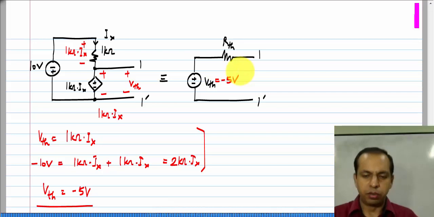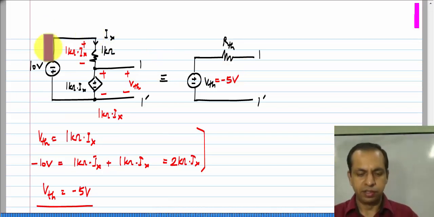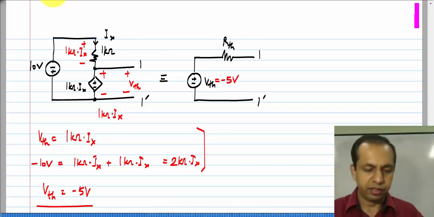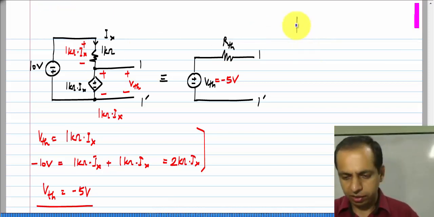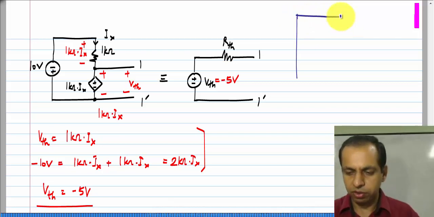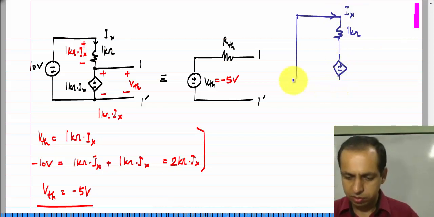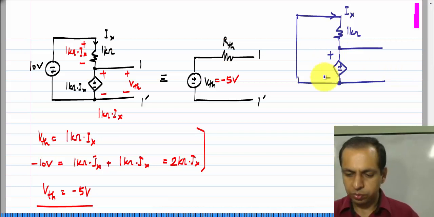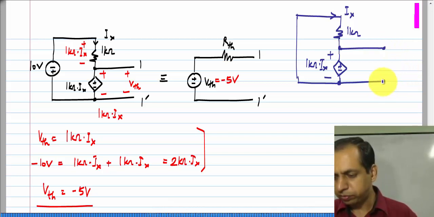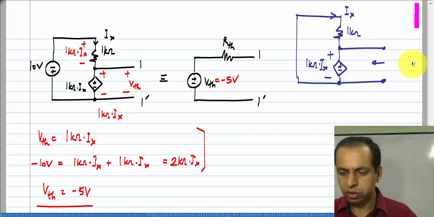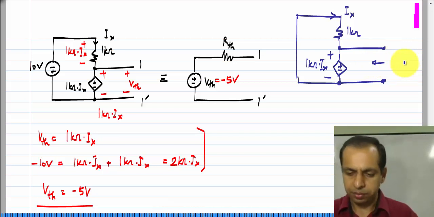Okay. And to calculate R t h, I have to take this circuit, disable the independent sources, but retain the dependent sources exactly as they are. Okay. So, I short the 10 volt independent source, and I have 1 kilo ohm here. I x is defined exactly the same way as before, and this voltage is 1 kilo ohm times I x. Okay. And I want to find the impedance looking in that way. Okay.